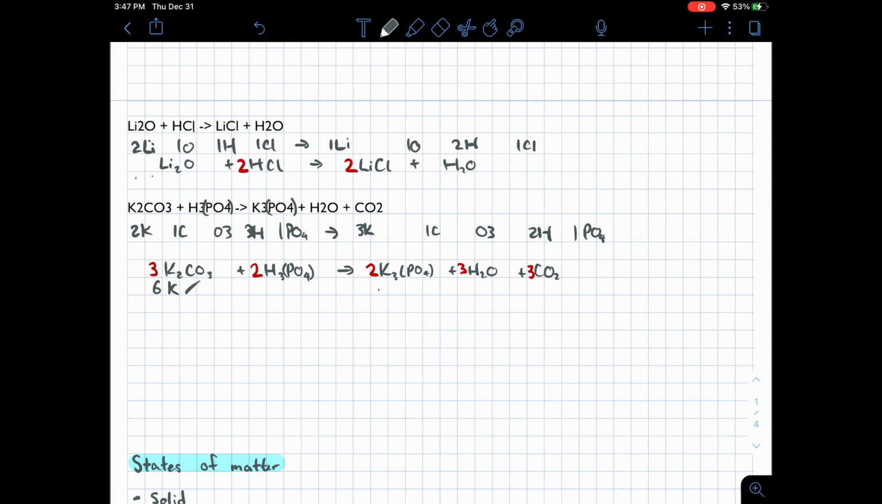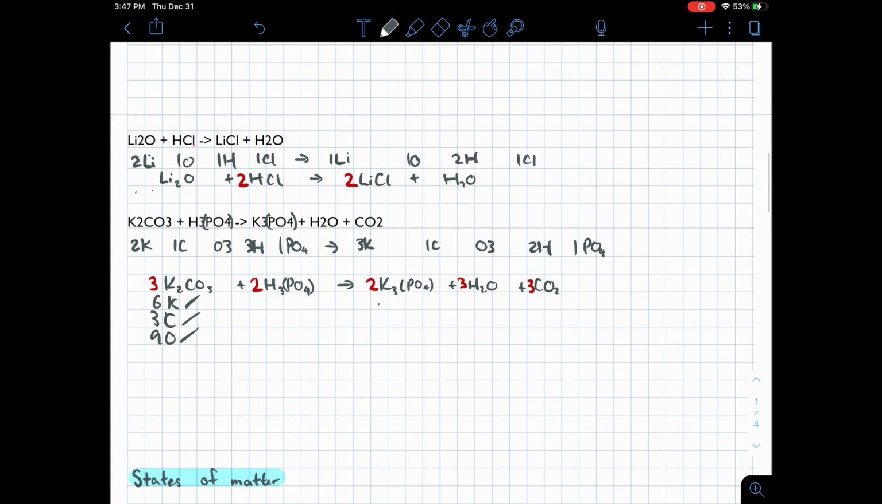Carbon, we have 3 on both sides. That's good. Oxygen, let's go count them. So we have 9 on this side. On the reactant side, we have 3 plus 6. So yes, we have the same amount of oxygen on both sides. And then we have our hydrogen. We should have 6 on both sides, so 3 times 2 and 2 times 3, yes, they're both 6. And finally, our phosphates. There should be 2 on both sides, and there are. So this is a fully balanced chemical equation.